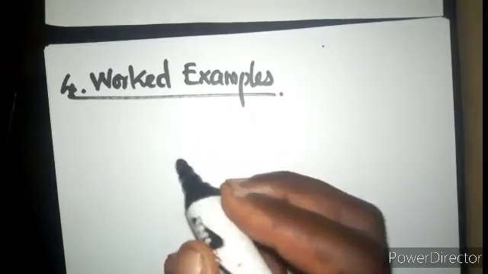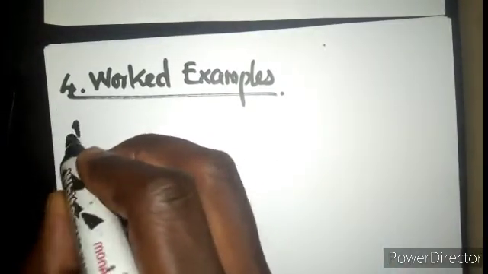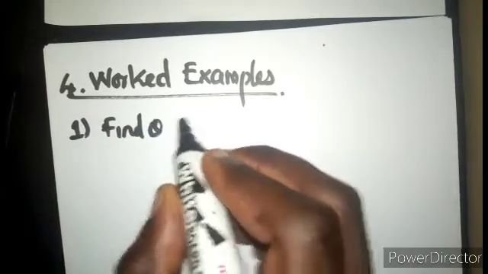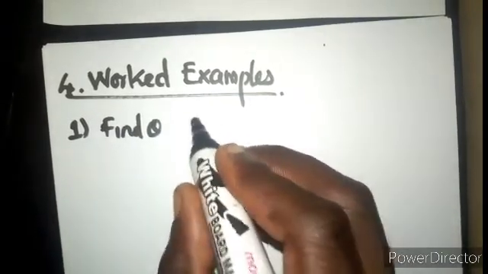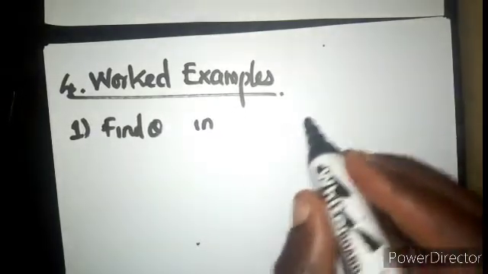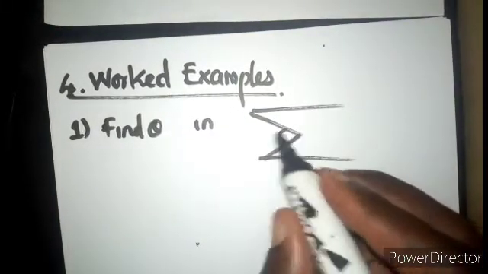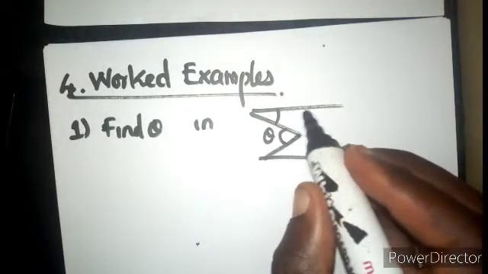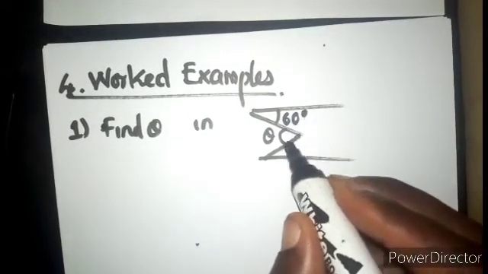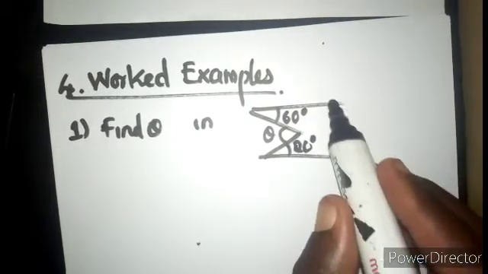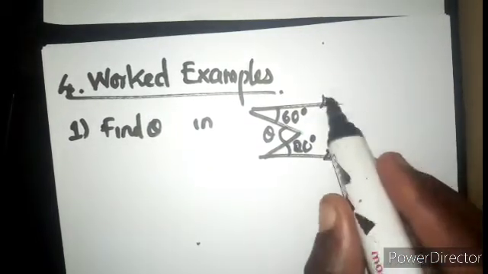Now, first example, we have to find theta. We are given the illustration. This is theta, this is 60 degrees, and 20 degrees. If these two lines are parallel.